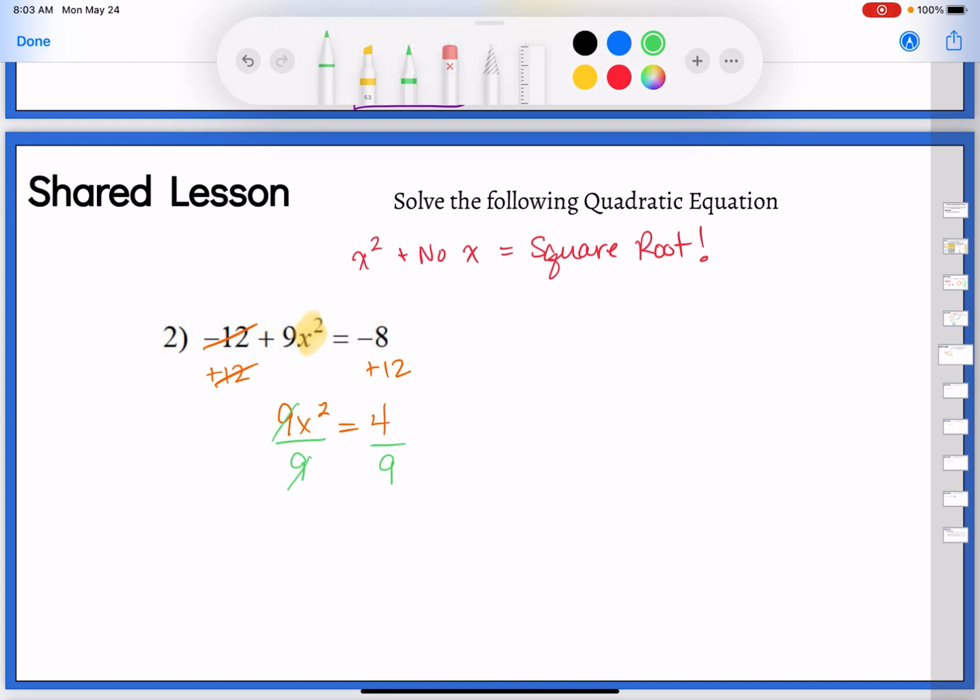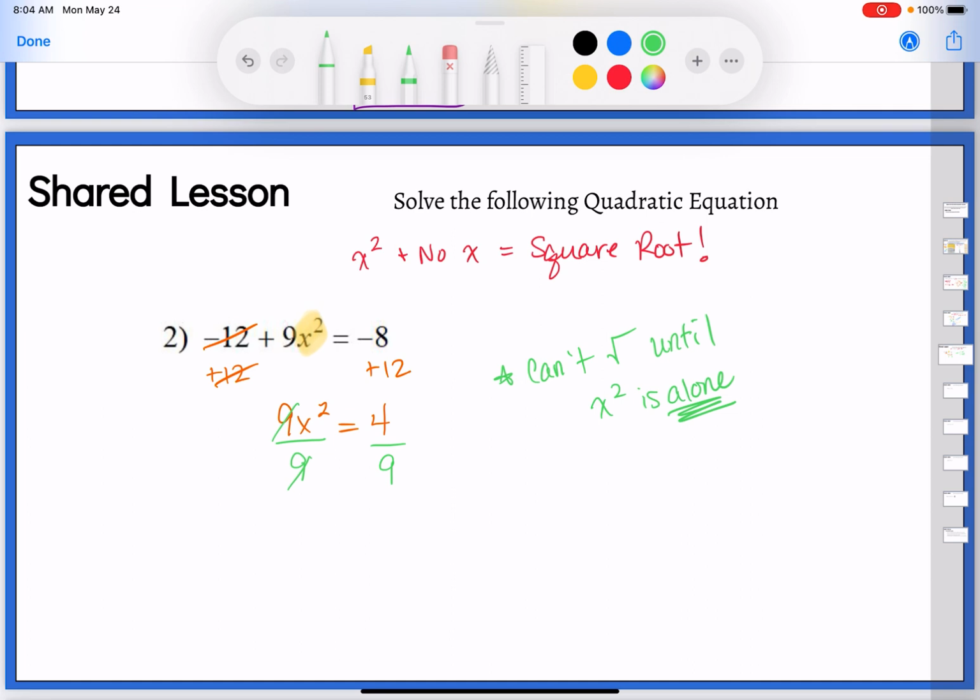I cannot take the square root. Can't square root until x squared is alone. All right, be careful. Do not take the square root until that x squared is all alone.